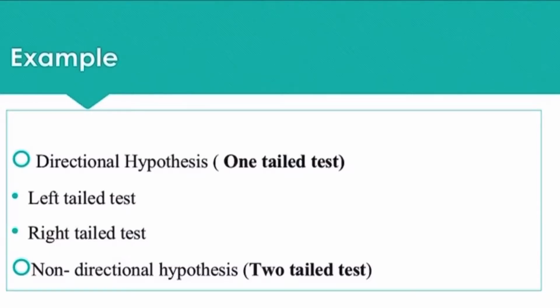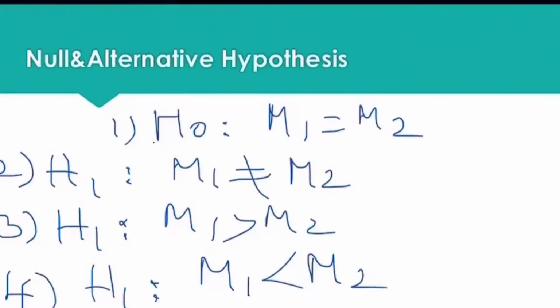Next is non-directional hypothesis. Two-tailed test is a statistical test of non-directional hypothesis. This does not mention the direction of the change. It only just states that there is a significant difference. It does not suggest if it is greater or lower, if it is higher or lesser. It only says that there is a significant difference.